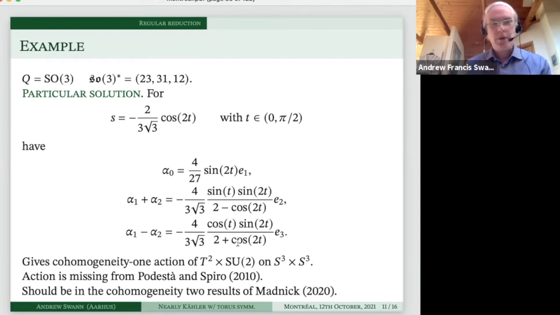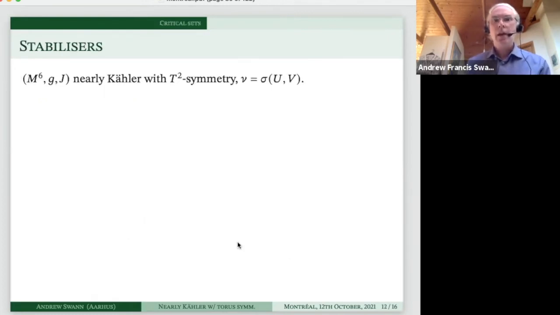So, but there's still some work here to decide finally whether there are other solutions or not. So I want to move towards thinking about critical values and so on instead of regular values, that's closely tied to what stabilizers the T2 action has on the manifold.